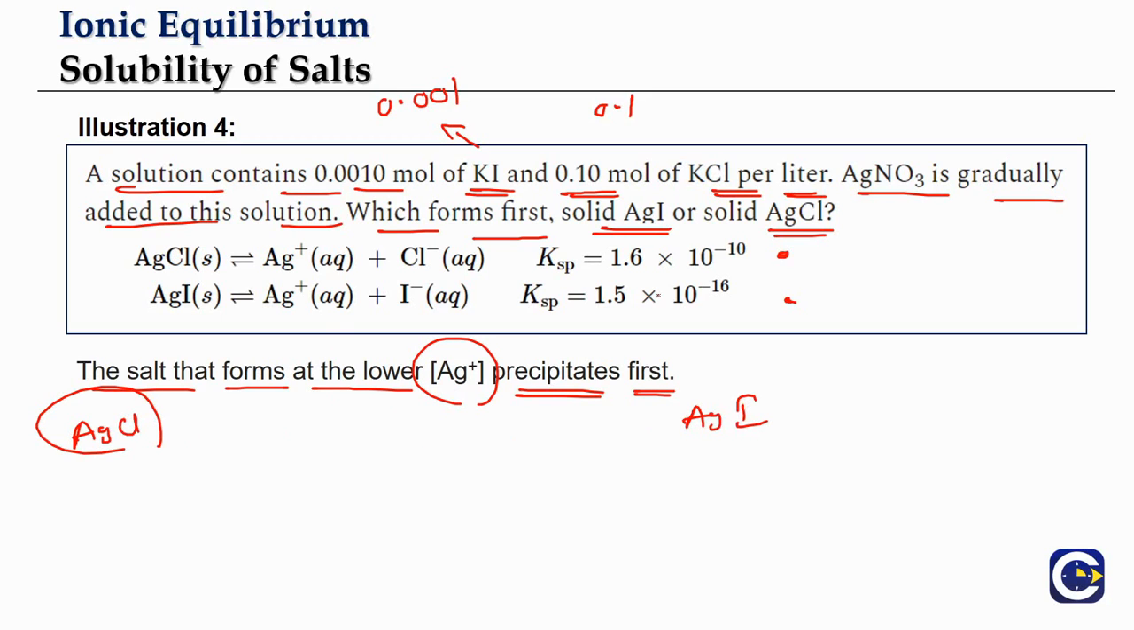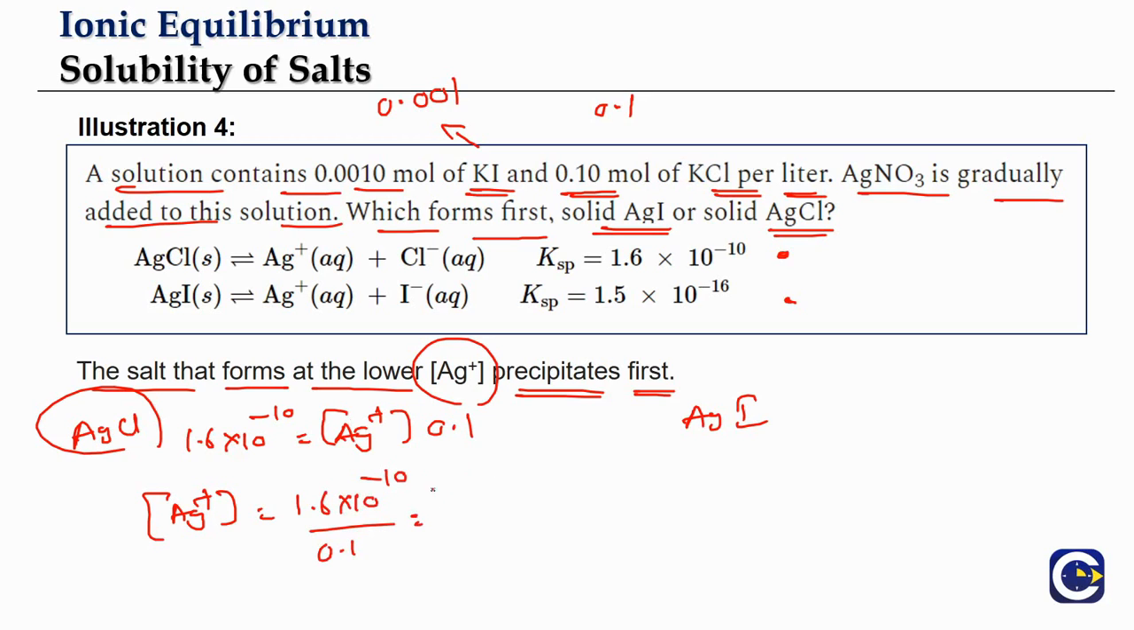So the Ksp value of AgCl is 1.6 into 10 power minus 10, which is equal to the Ag plus concentration into the Cl minus concentration, right? What is the Cl minus concentration? Cl minus is coming from KCl, which is 0.1. So the Ag plus concentration required for the precipitation of AgCl is 1.6 into 10 power minus 10 divided by 0.1, which is 1.6 into 10 power minus 9. So this is the Ag plus concentration where the precipitation of AgCl will start.